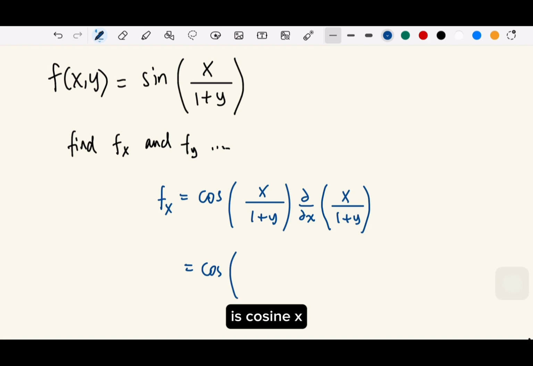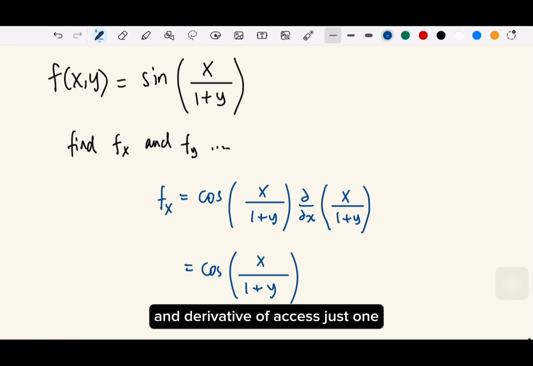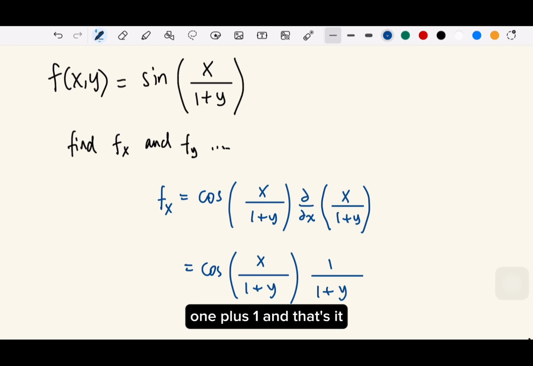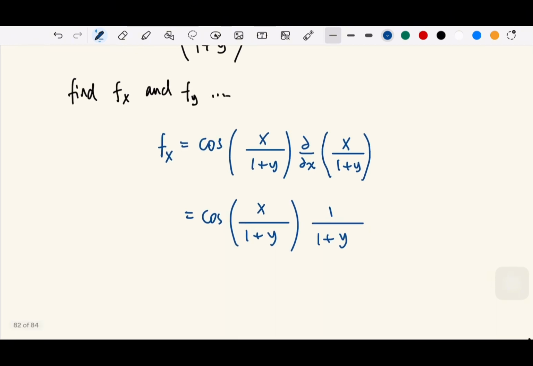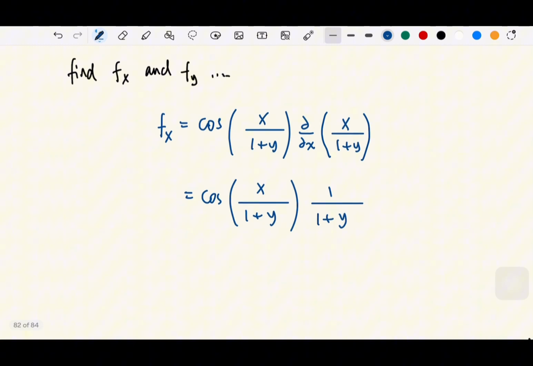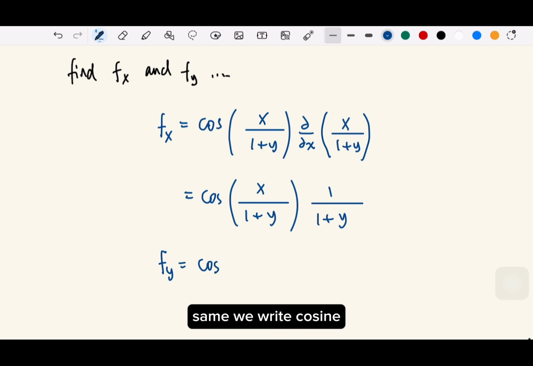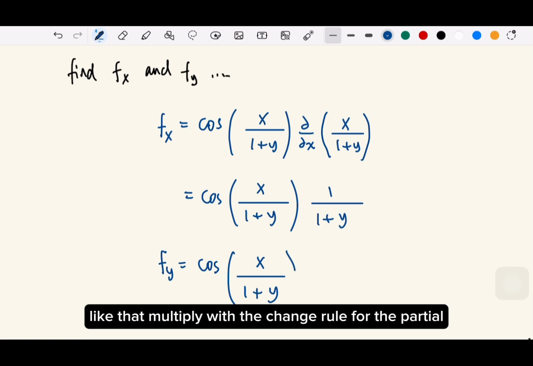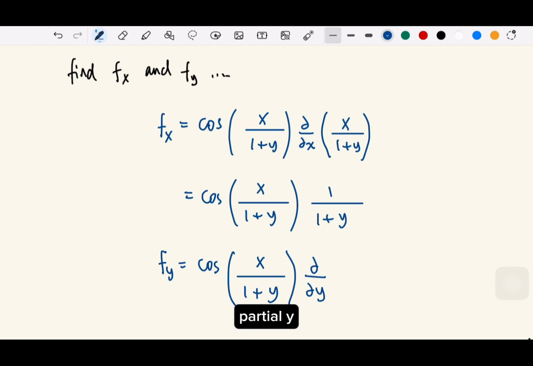cosine of x over 1 plus y, and derivative of x is just 1, so this will be just 1 over 1 plus y, and that's it. A partial y, same, we write cosine like that, multiply with the chain rule for the partial y.